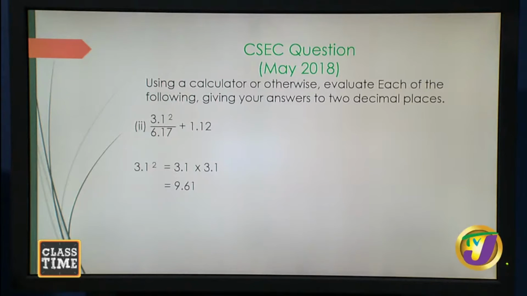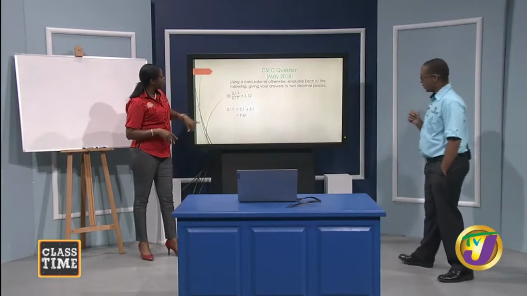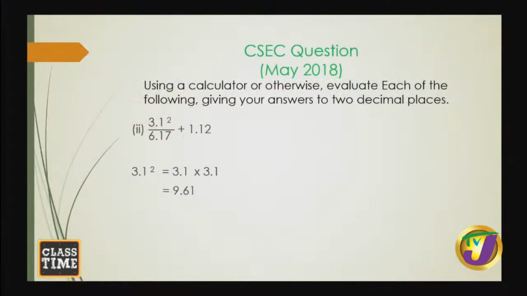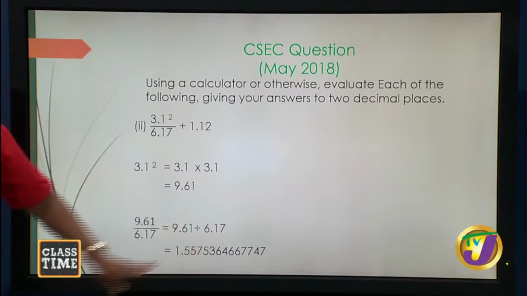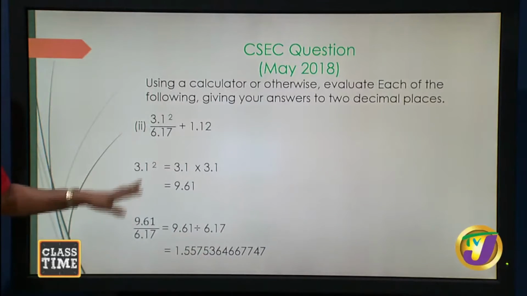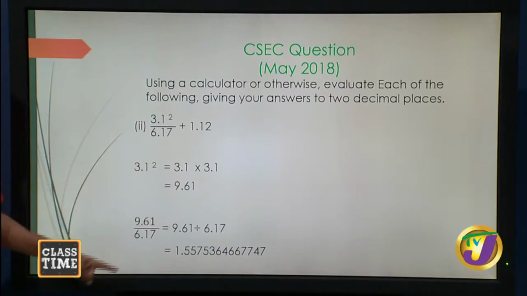What's next? Division, if I can recall. Yes, division. So we're supposed to divide the numerator by the denominator. So when we do that division, we'll get this long number. Yes, 9.61, which was the new numerator, divided by 6.17 will give us 1.5575364667747. Now we see these long numbers on the calculator.